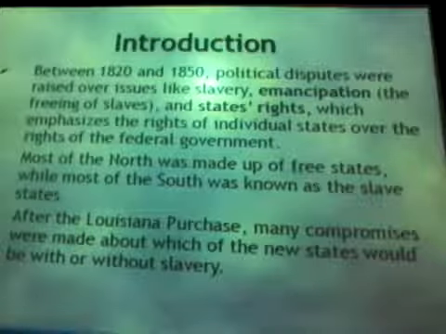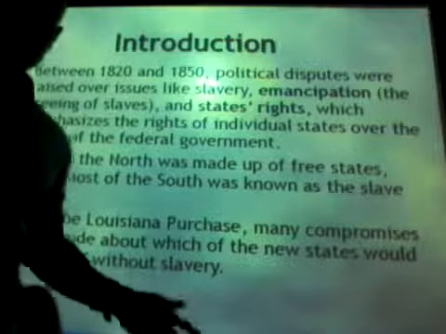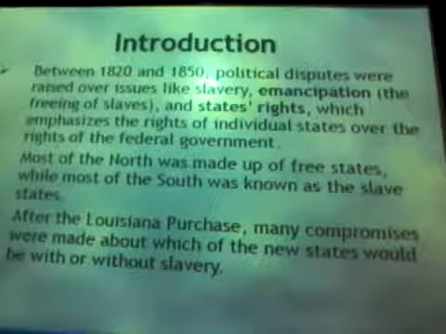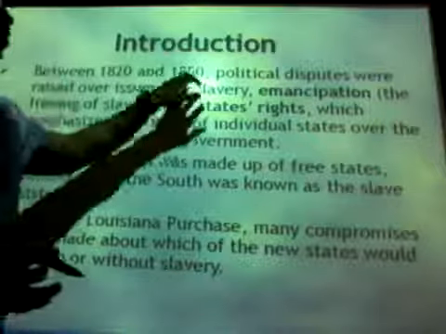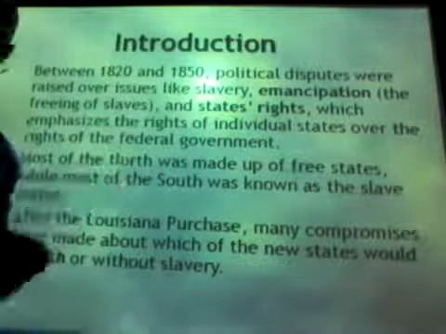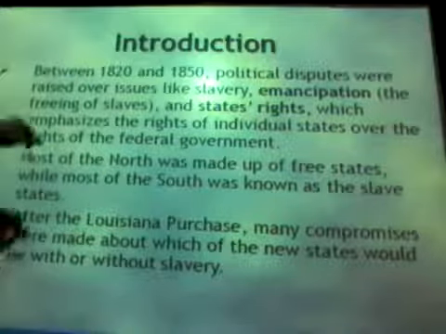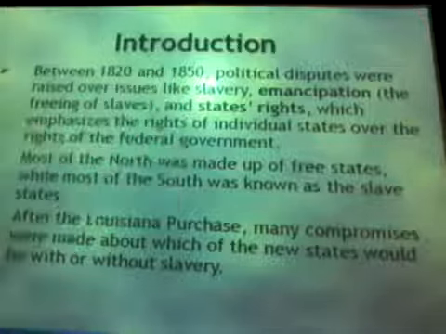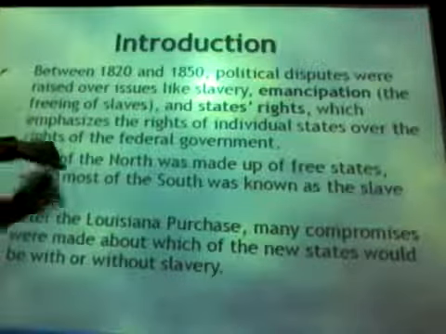Now, we have some disputes. One main dispute is the issue of states' rights, and the issue of slavery as a whole. Between 1820 and 1850, you have disputes raised over the issue of slavery. Will it exist in the new territories? Will it not? And then it starts infringing on the idea of states' rights, which emphasizes the rights of individual states over the rights of the federal government.